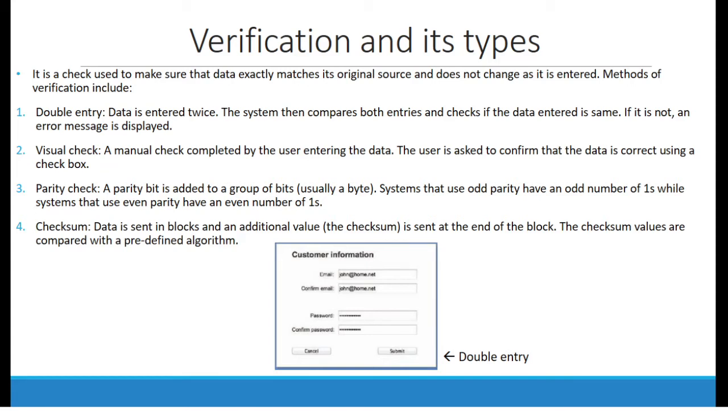Checksum. Data is sent in blocks, and an additional value, or the checksum, is sent at the end of the block. The checksum values are compared with a predefined algorithm.